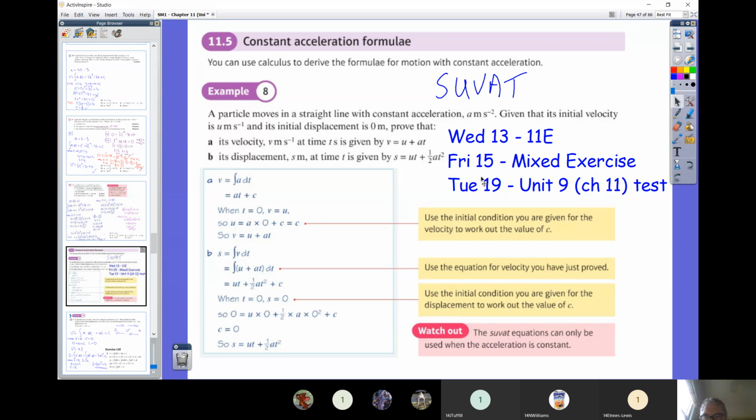And then on Tuesday's lesson, so that's Tuesday the 19th, I'd like you to do the chapter 11 test, which is the unit 9 test, please. And that's already waiting for you under assignments.